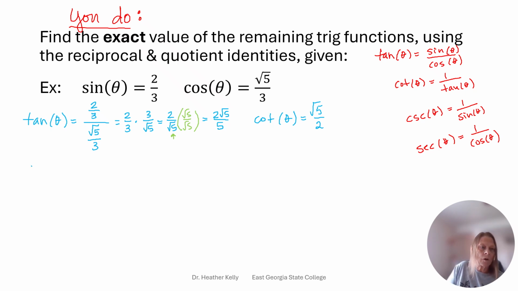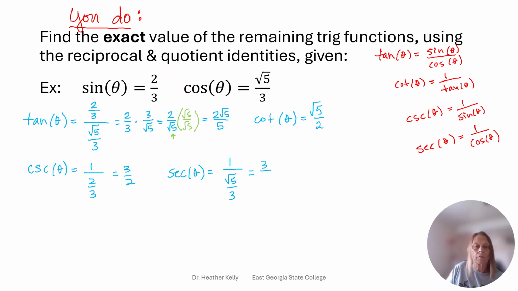Alrighty, let's do our cosecant of theta. That's 1 over our sine theta. So that is equal to 3/2. And our secant theta, not quite as pretty, 1 over our cosine. And we'll multiply that. And there we have it.